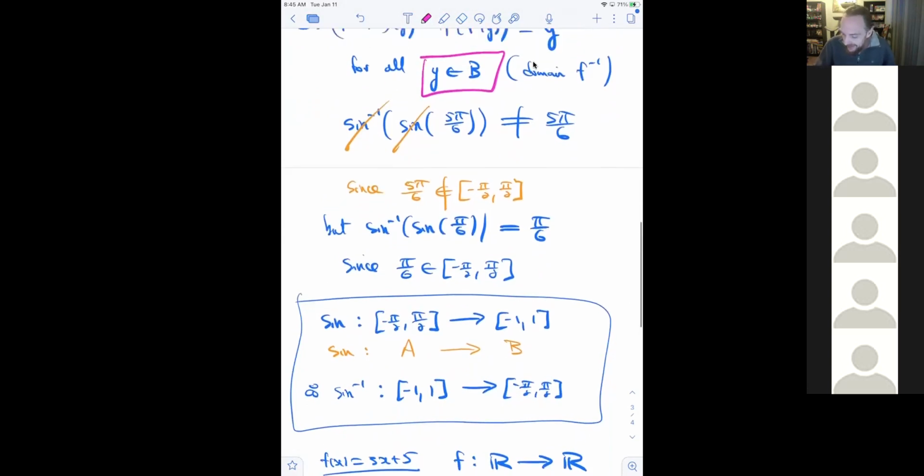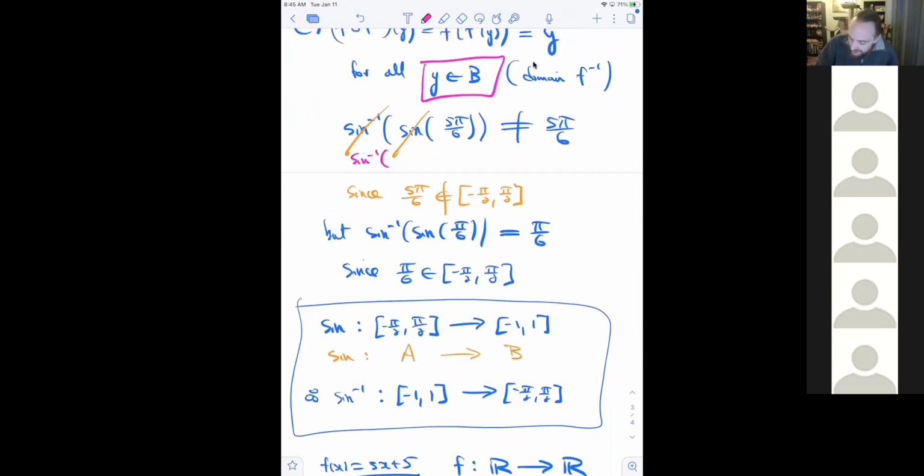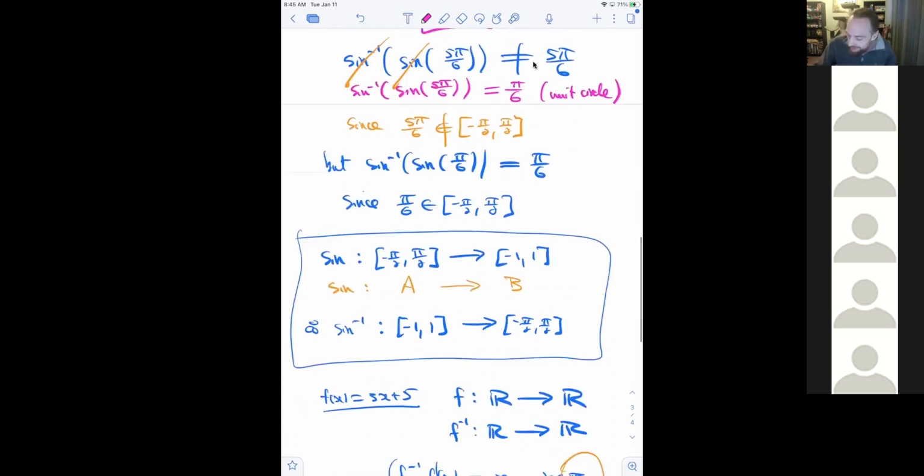So what is this one, by the way? Sine of 5 pi over 6 is what? 1/2. Sine inverse of 1/2 is pi over 6. So the real answer is pi over 6. You have to use the unit circle values. That's how I'm computing that. I'll do it once we get to the trigonometric functions and we discuss them more in detail. But be careful, they're going to try and trick you, and this cancellation law only works on the domain of f and or the domain of f inverse.